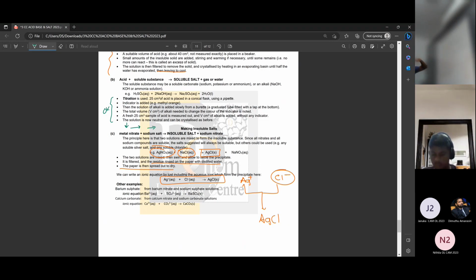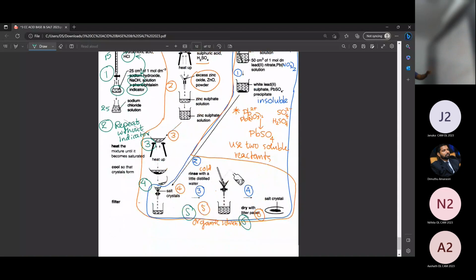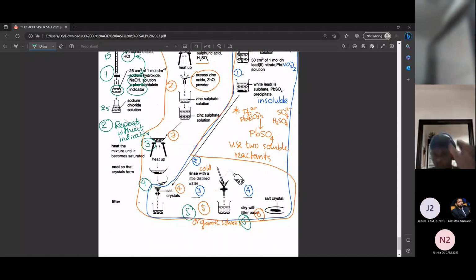You can say titrate 25 cm cube of sodium hydroxide with the acid in the burette using the indicator. That's how you say it. Titrate 25 cm cube of the base solution by using acid added from the burette, use an indicator. Okay. And then find the volume. Repeat the experiment without the indicator and the normal steps after that.